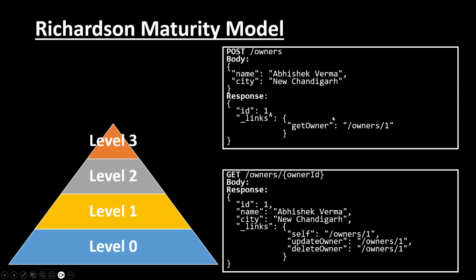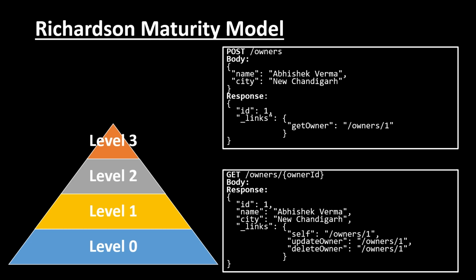If you wish, at the point of saving, you can provide the URL to update the owner, delete the owner, get all owners, or whatever different things. That is completely up to you. But HATEOAS basically means that now in your response, you will start providing these links, and that is all about HATEOAS.